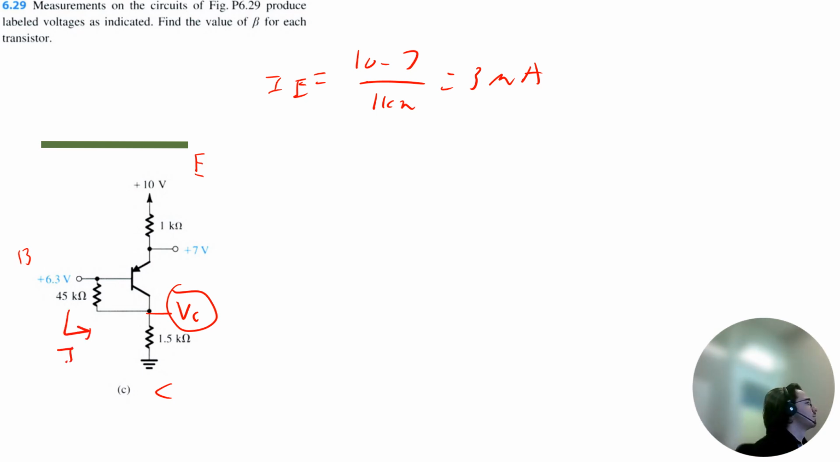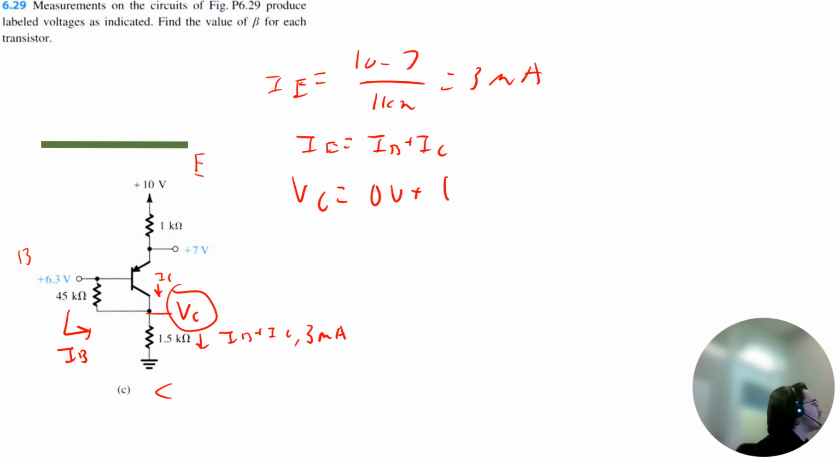Well, again, this wire will be base current. This wire will be collector current. And because of that, this wire will be base plus collector. But we also know that emitter current is just equal to base plus collector. So that means this wire is 3 milliamps, which means VC is equal to 0 volts plus the emitter current multiplied by 1.5 kilo ohms, which is equal to 4.5 volts.